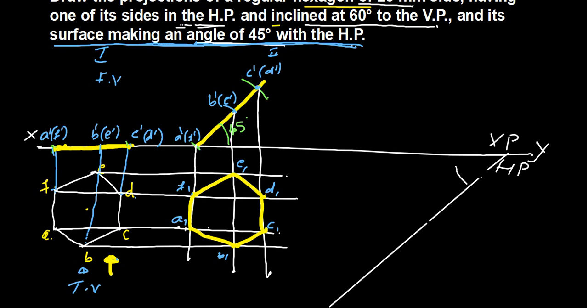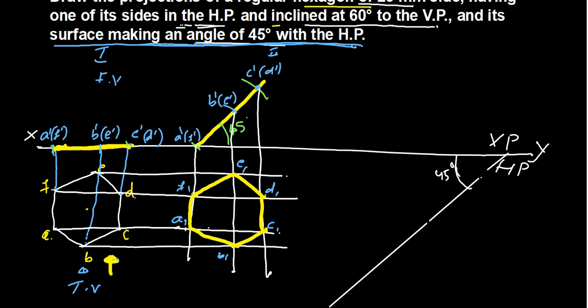So first take an angle of 45 degree like this. Okay, so this is a 45 degree angle. After that, one of its sides is on HP. First I will keep A1 F1. If you are feeling this is a very complicated shape, how to shift this hexagonal to here? There is a simple way.